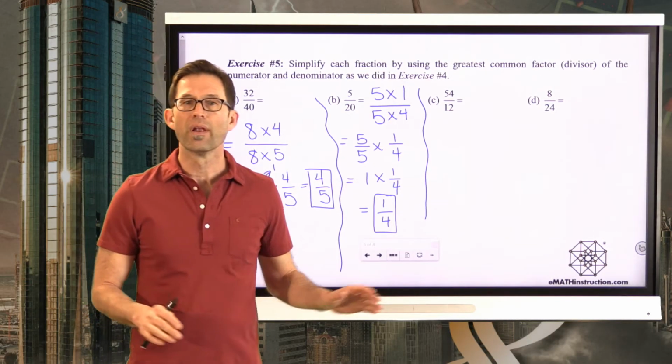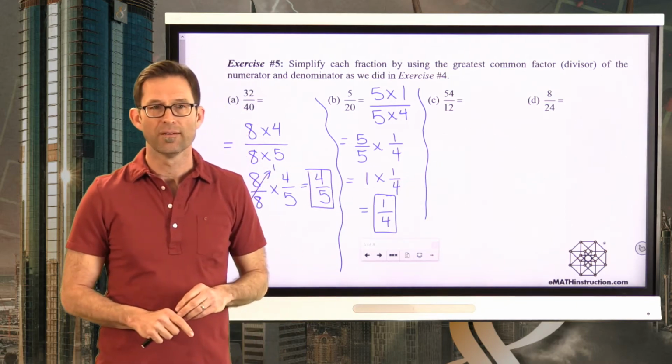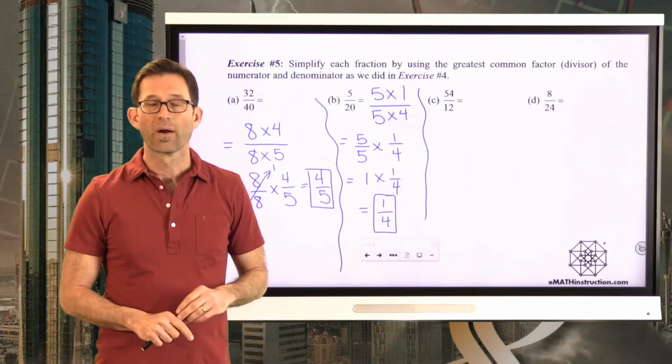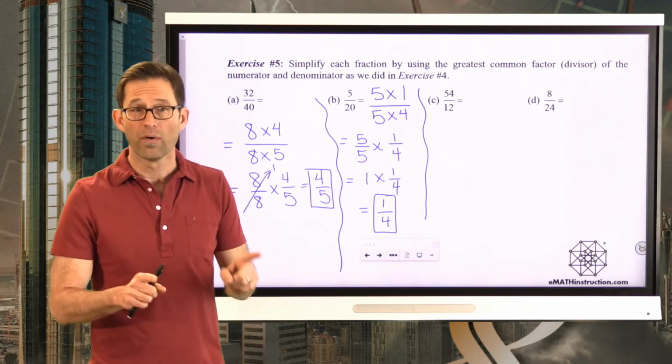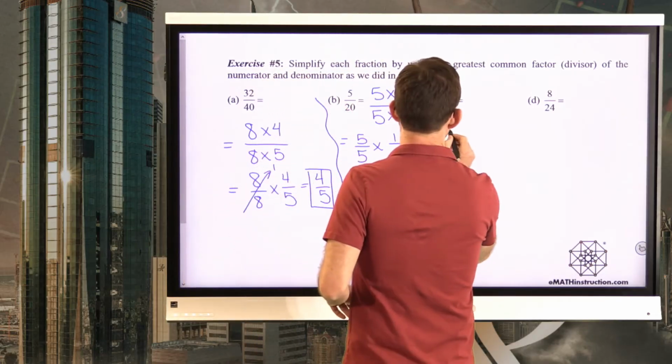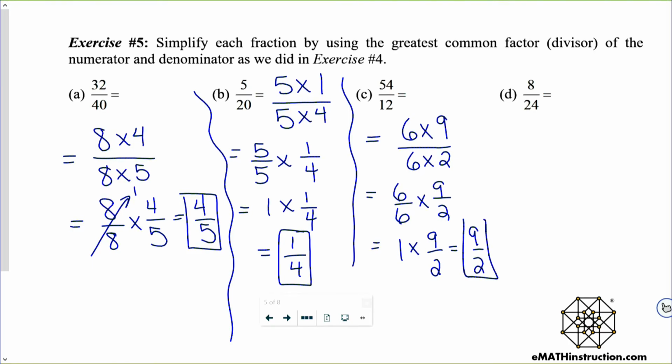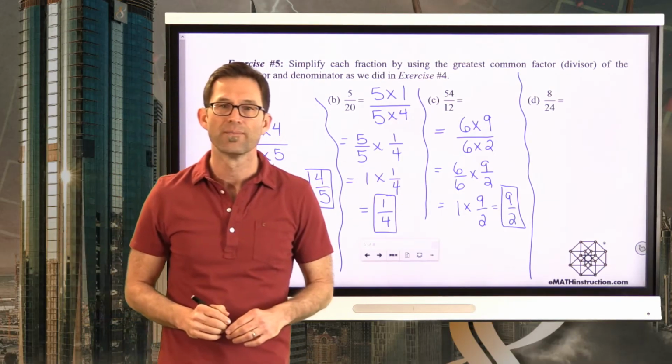All right, simple enough. Why don't you go ahead and do C and D? All right, well, the largest number that goes into both 54 and 12 happens to be 6. Okay, so the numerator can be written as 6 times 9, and the denominator can be written as 6 times 2. Then that can be written as 6/6 times 9/2, and that's 1 times 9/2, which is just 9/2. You don't have to change that to a mixed number unless the directions specify. I'm just going to leave it at 9/2.